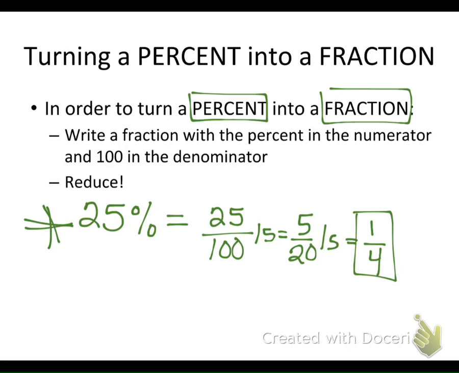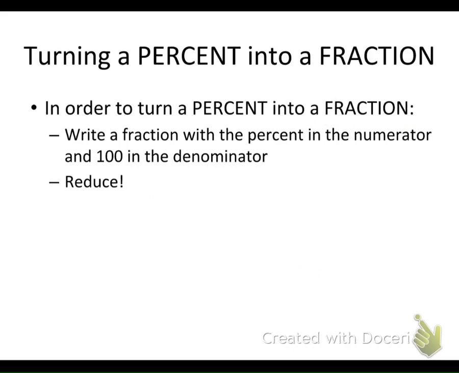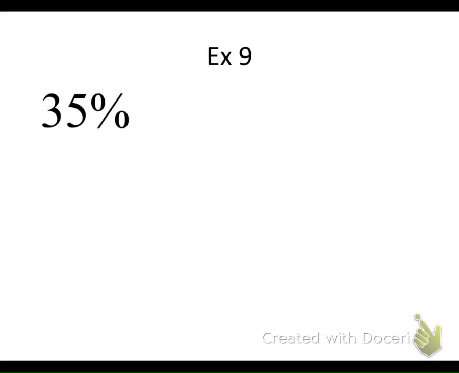So percent to a fraction, you write the percent as your numerator. Your denominator will be 100 because a percent is out of 100. And then fractions are fun because we always have to reduce. All right, let's go to the next 2 examples. If you guys don't get some part of the notes, let me know. I'll go back to them.